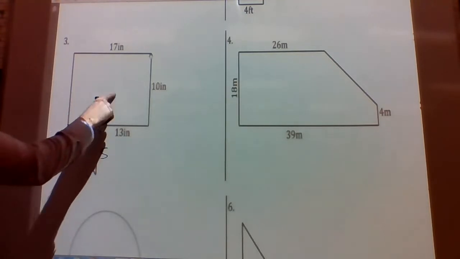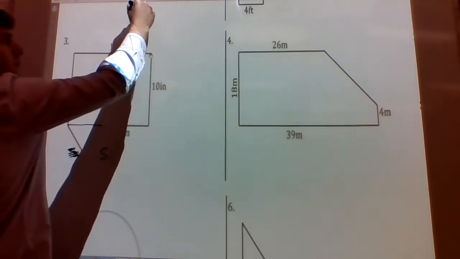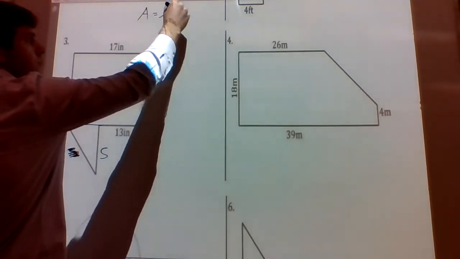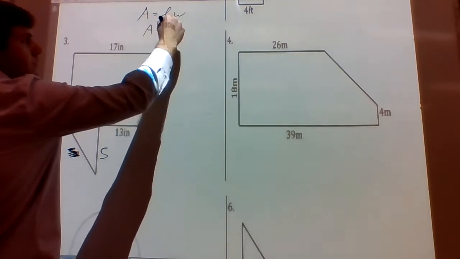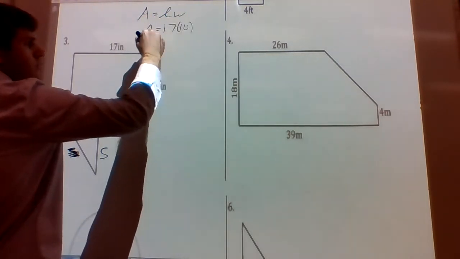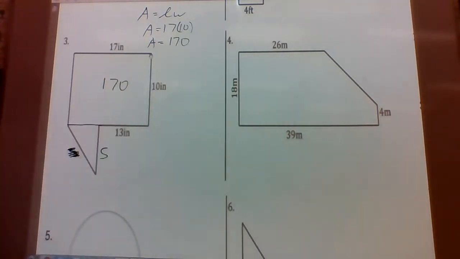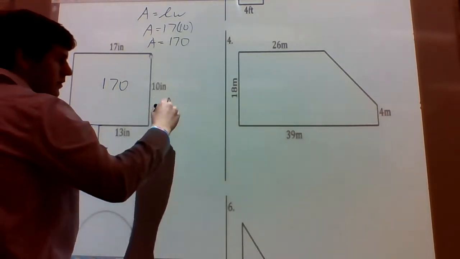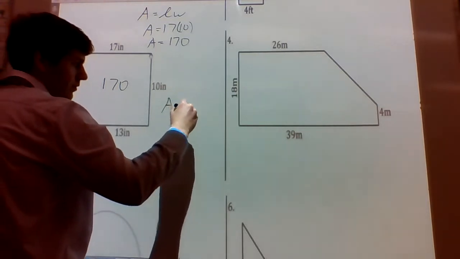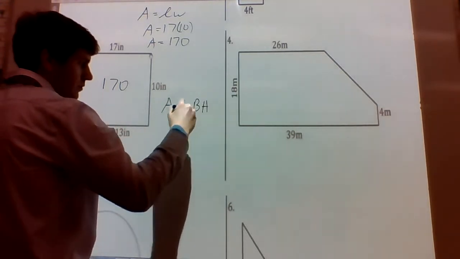Okay, so a rectangle is 17 by 10. So the area is the length times the width. So our area is 17 by 10, which is 170. Okay. The triangle, we have the height. Now we need the base. Okay. So our area for a triangle is 1/2 BH.